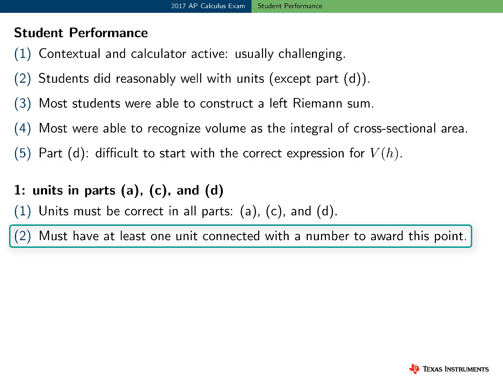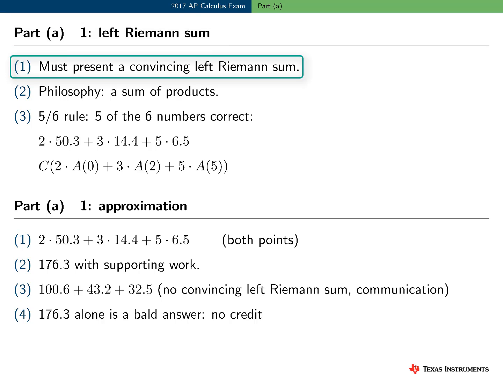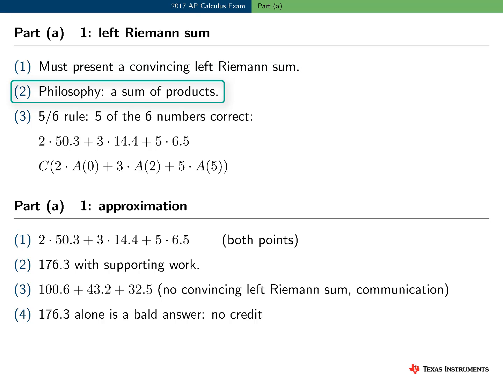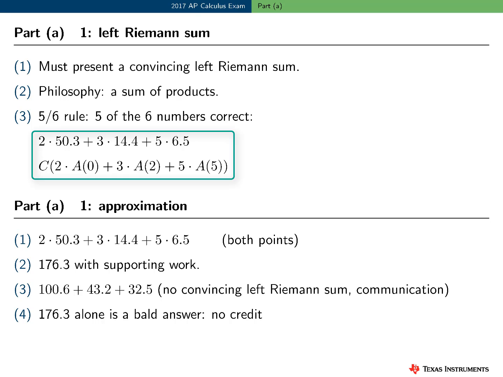In Part A, the first point was for presenting a correct left Riemann sum, and it must be a convincing left Riemann sum. The general philosophy used is that the readers are looking for a sum of products. And in this problem, we employ the 5 out of 6 rule. And that means that 5 out of the 6 terms in the sum of products must be correct to earn this point. And here are 2 examples that would earn this first point.